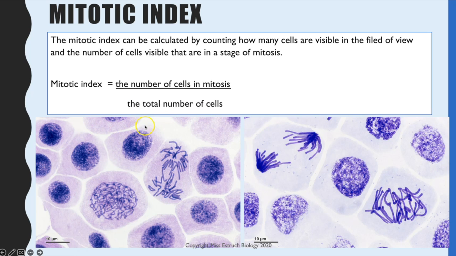So for example, in this one here, you can see 1, 2, 3, 4, 5, 6 complete cells, and there are 2 cells that are currently going through mitosis, which we can tell because the chromosomes are visible. Now, in an exam question, they might specify look at only the complete cells, or they might be kind and give you an exam question where you only have complete cells that are shown.